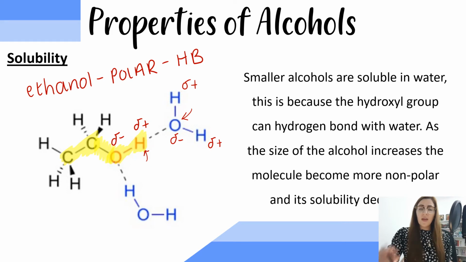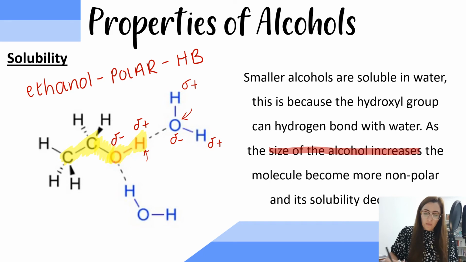However, as the alcohols get bigger and their carbon chains get longer, the proportion of the polar part of that molecule, the hydroxyl group, to the larger non-polar part of the molecule, the big hydrocarbon chain, starts to become more non-polar. So we find that as the size of an alcohol molecule increases, the molecule becomes more non-polar and its solubility in water decreases.